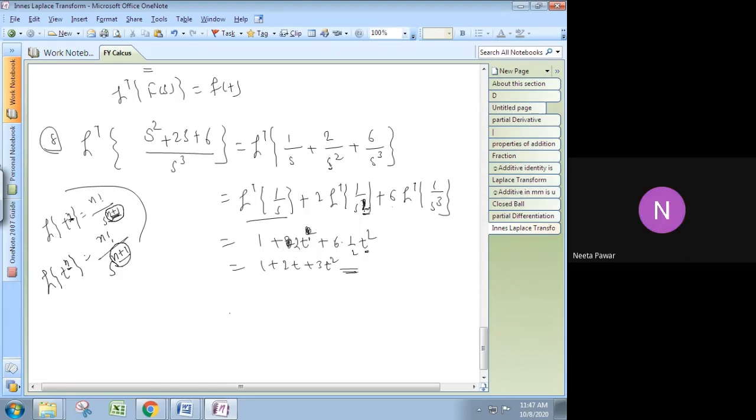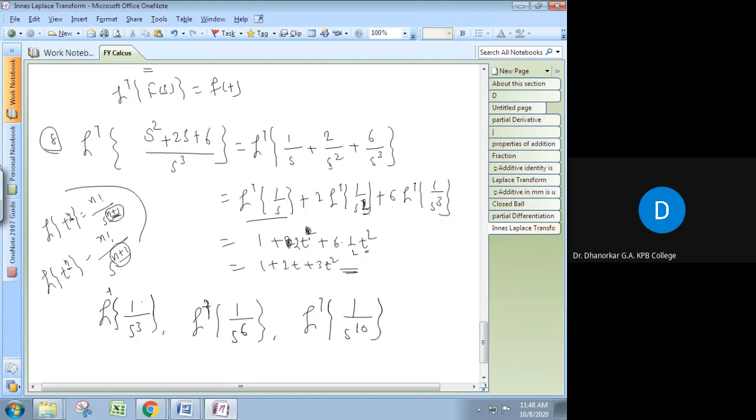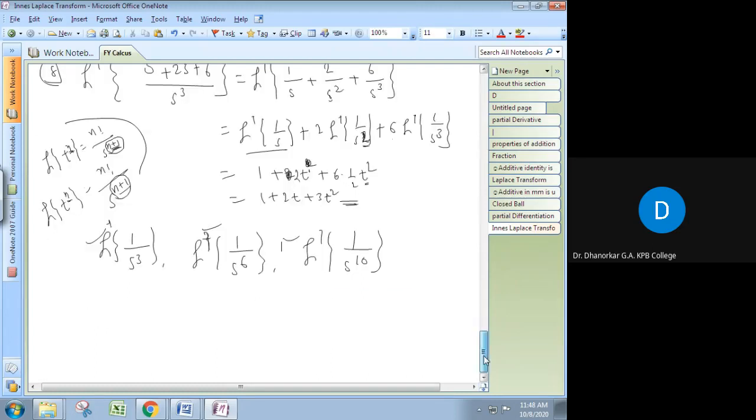Or otherwise, if we are not getting it clearly, then find the inverse Laplace transform for 1 divided by s cube, the inverse Laplace transform for 1 divided by s raised to power 6, the inverse Laplace transform for 1 divided by s raised to power 10. Try to solve this. Then this idea will be clear easily. Okay? Practice it on this.